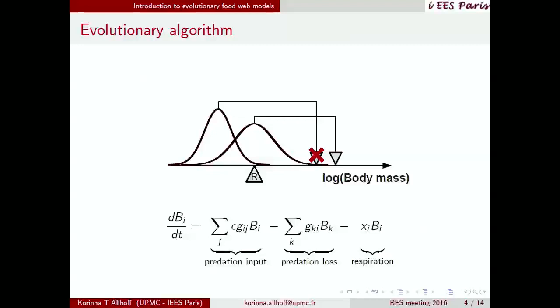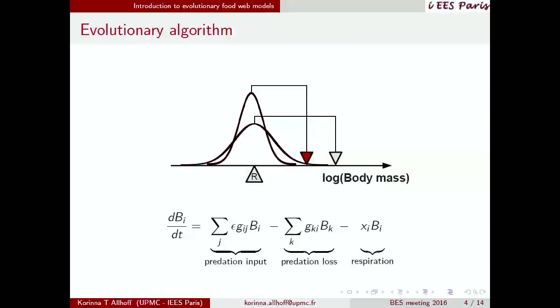Then I introduce the next mutant, and maybe this one is better adapted to the resource, has a higher attack rate, so higher input, so maybe it's able to survive, and maybe it's even able to outcompete the ancestor species. And maybe here we have a new mutant, and maybe in this case both of them survive and the network starts growing. So I hope that the idea is clear.